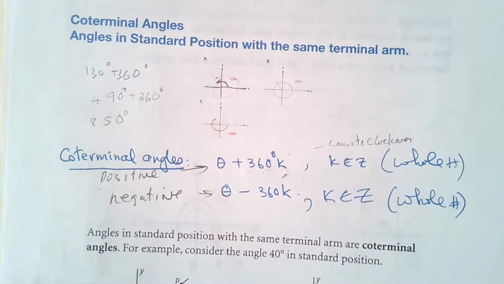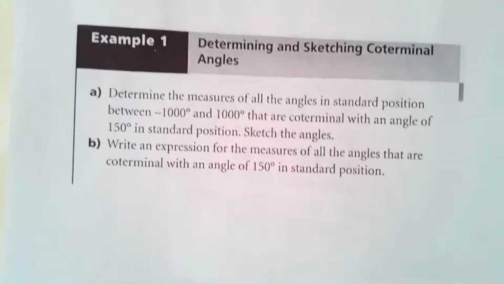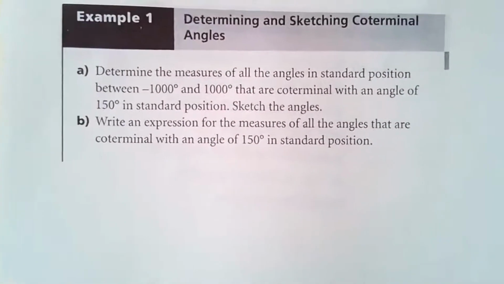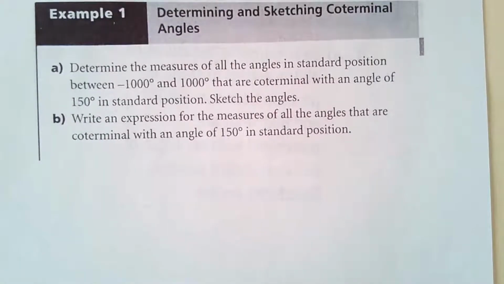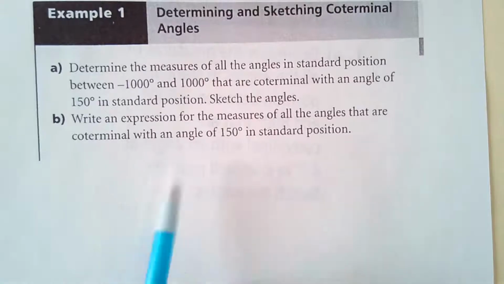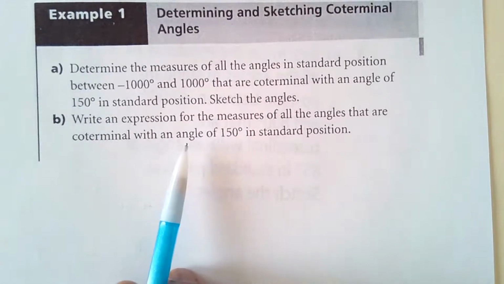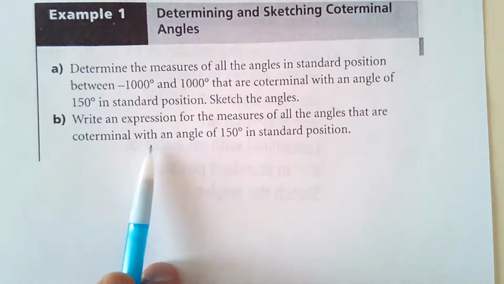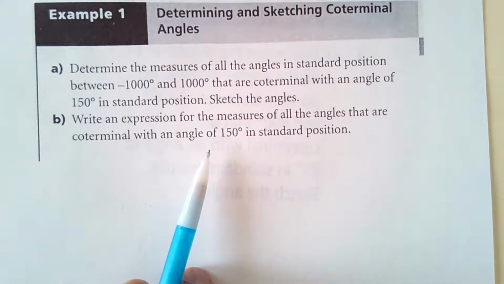Let's see how this works out in one example. Determine the measure of all angles in standard position between negative 1000 degrees and 1000 degrees that are coterminal with the angle of 150 degrees in standard position. Sketch the angles. And part B, write the expression for the measure of all angles that are coterminal with an angle of 150 degrees in standard position.